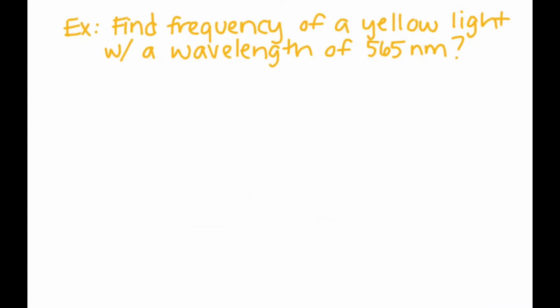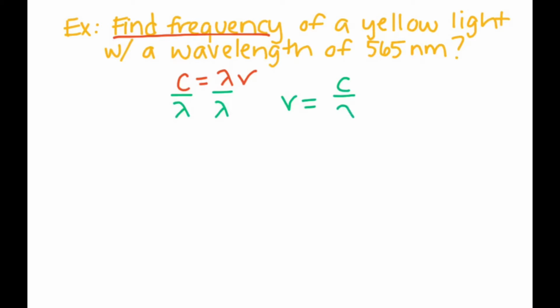So based on this information, we can assume that yellow is going to have a somewhat high frequency. So to start off, we use our equation from the previous slide, c equals wavelength times frequency. But since we're trying to find the frequency, we have to manipulate this equation and isolate frequency. And we do that by dividing the speed of light by wavelength. So our equation looks like this. And now we just have to plug in our values.